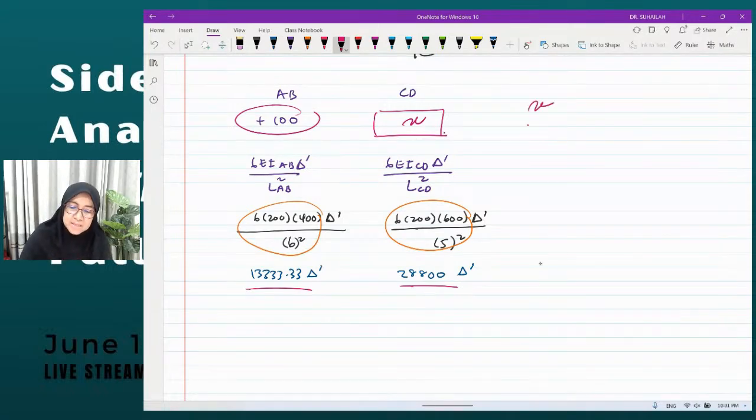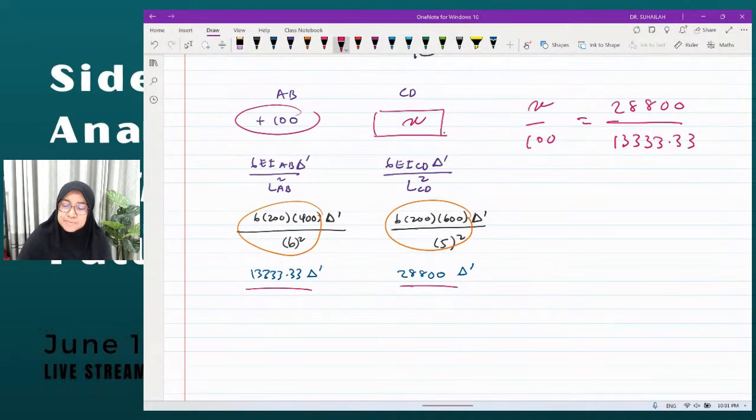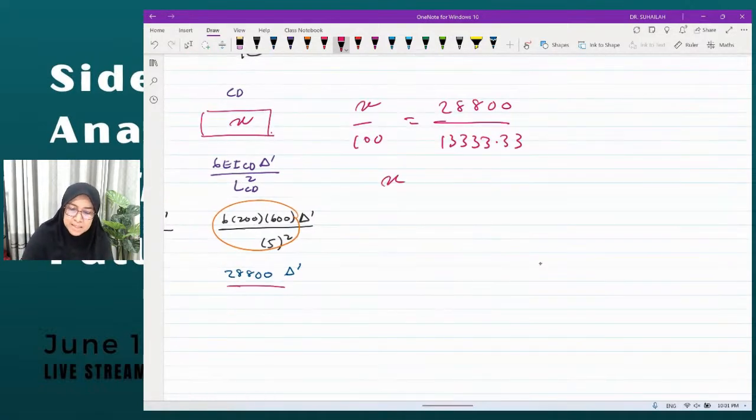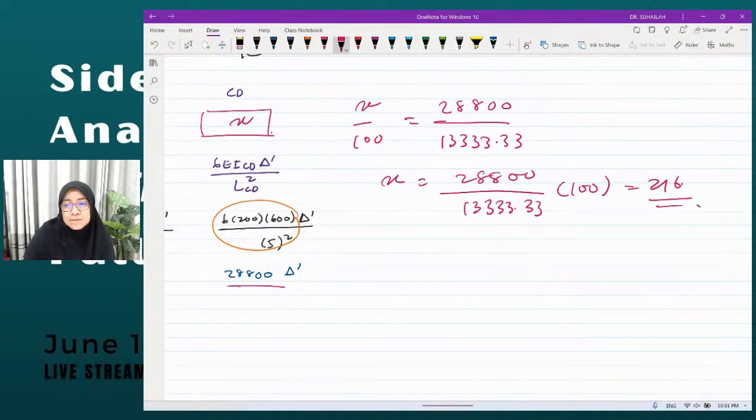We have X and 100. We have 28800 divided by 13333.33. Do we get 216? 28800 divided by 13333.33 times 100. 216, yes? 216. Okay? It means that it is the ratio.